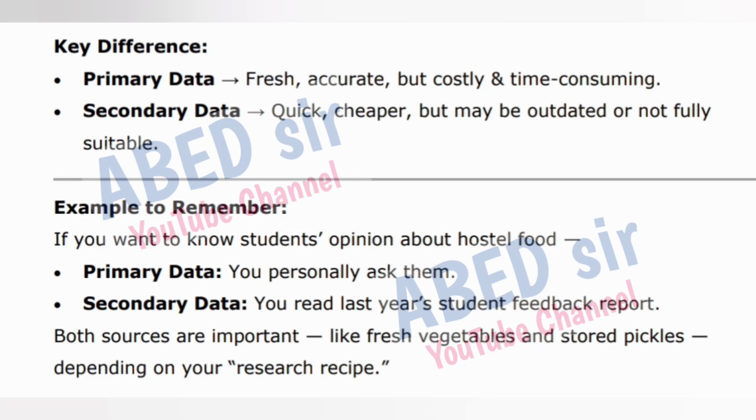Key difference. Primary data: fresh, accurate, but costly and time-consuming. Secondary data: quick, cheaper, but may be outdated or not fully suitable. Example to remember. If you want to know students' opinion about hostel food. Primary data, you personally ask them. Secondary data, you read last year's student feedback report. Both sources are important, like fresh vegetables and stored pickles, depending on your research recipe.